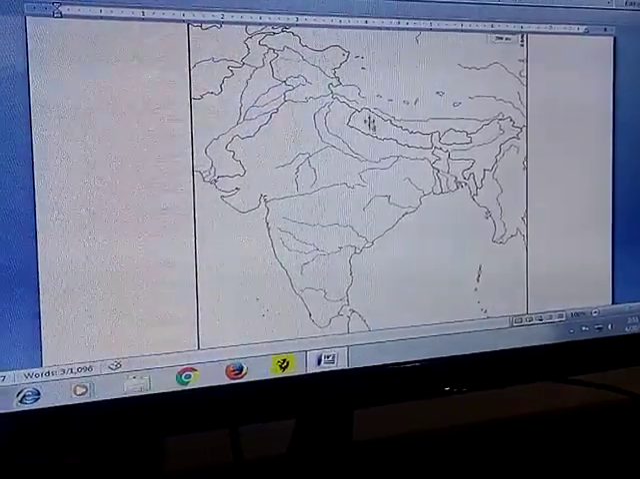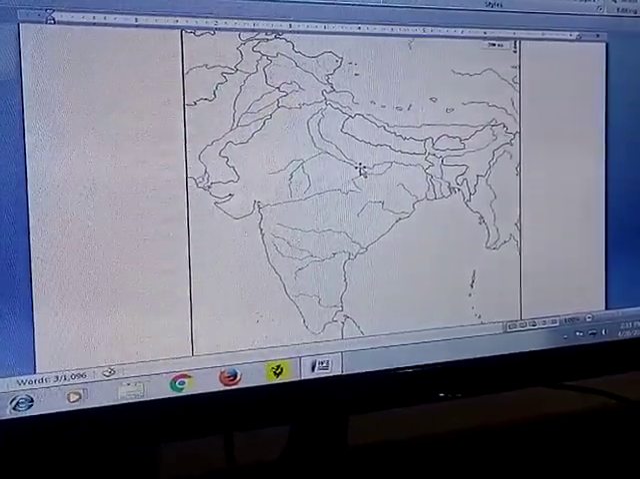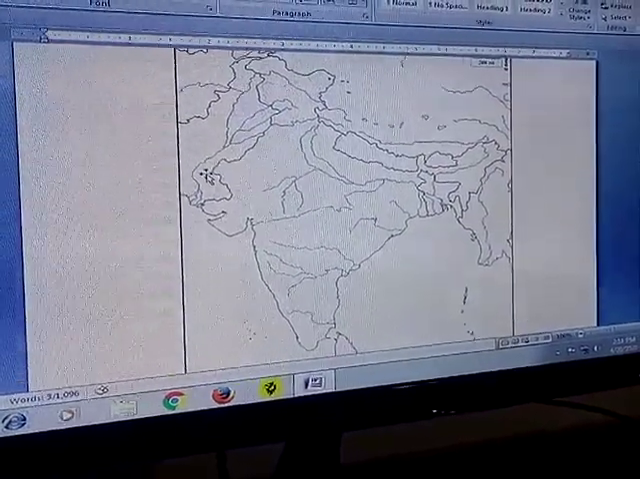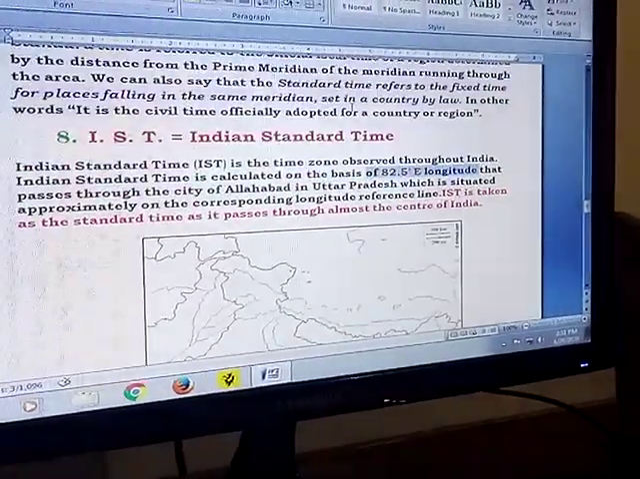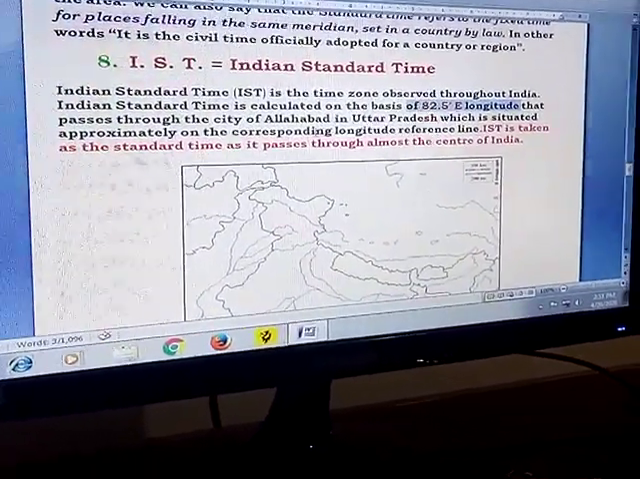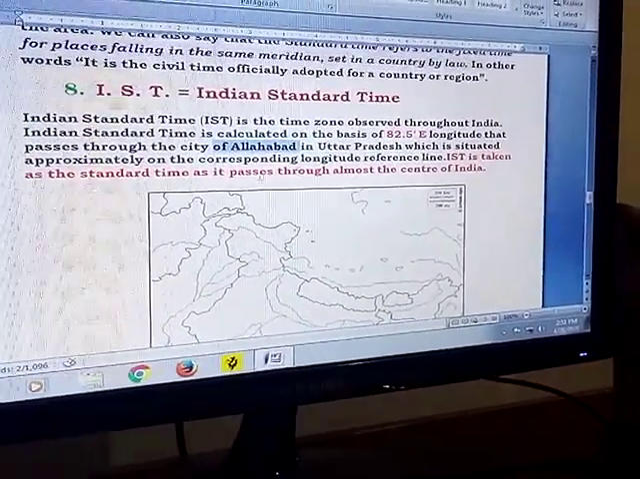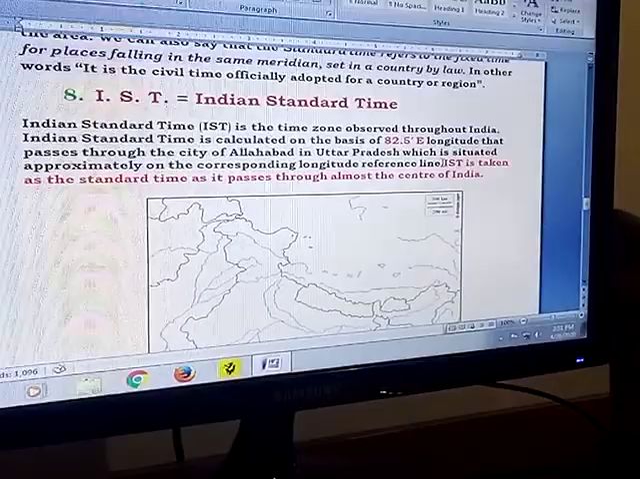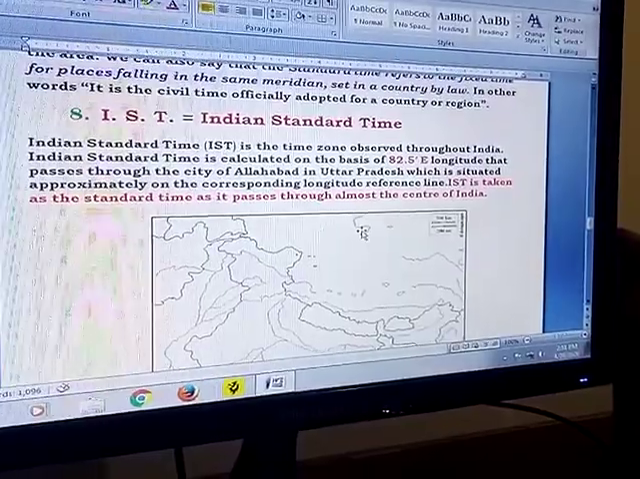You can see that if it is passing this way, it is almost in the middle of India. Middle of India means how far it is from here to east and how far it is from here to west. That's why India has taken the middle line, which is passing through the middle of India, a particular place called Allahabad in Uttar Pradesh, which is situated approximately on the corresponding longitude reference line. So IST is taken as the standard time as it passes through almost the center of India.